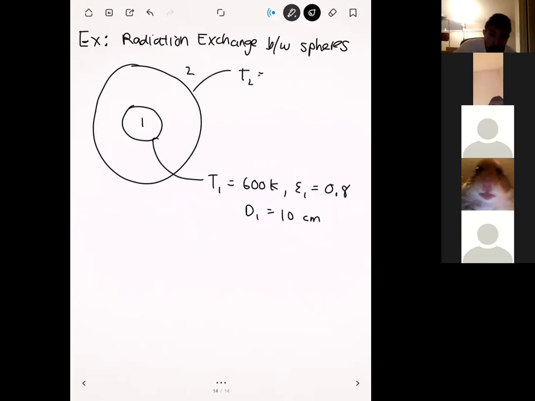And then surface 2 is a little bit cooler, so we'll say surface 2 is at 400 Kelvin, epsilon 2 is equal to 0.7, and D2 is 20 centimeters. All right, first, let's draw the thermal circuit for the situation. Then from that thermal circuit, we're going to compute the radiosities, and we're going to compute the radiation exchange between them.